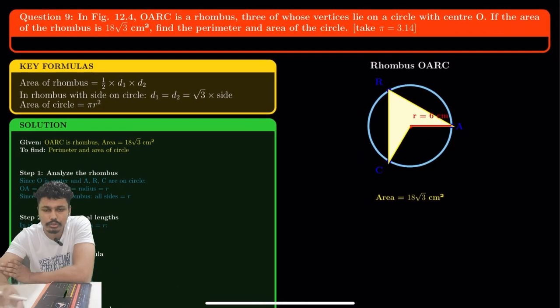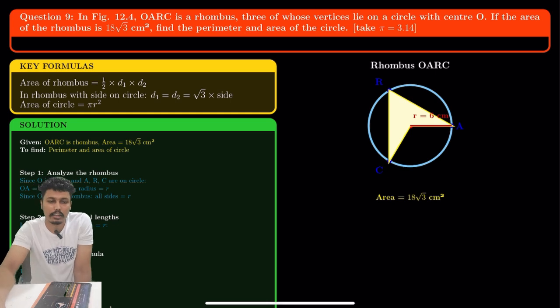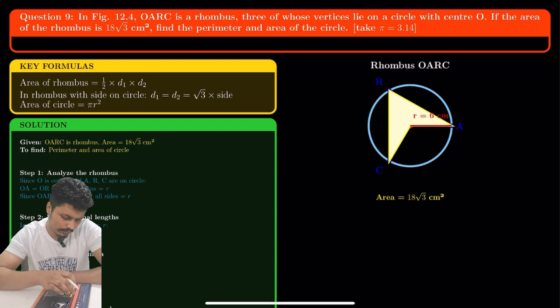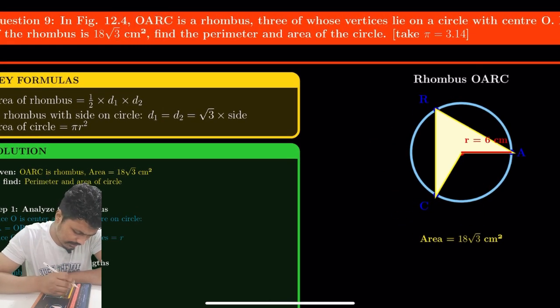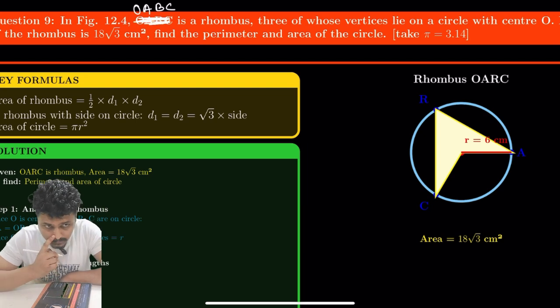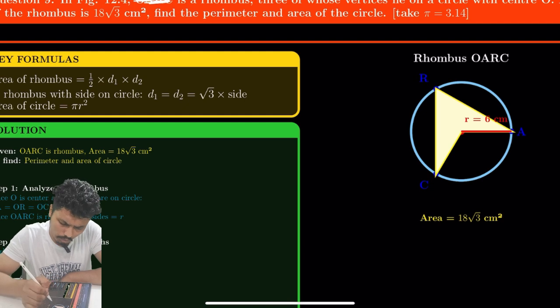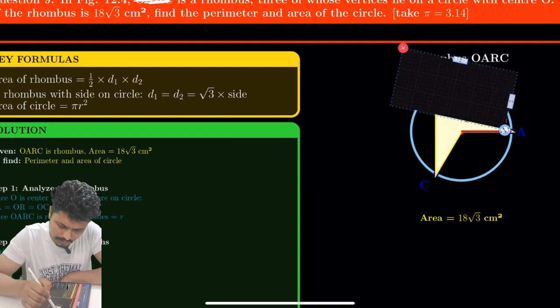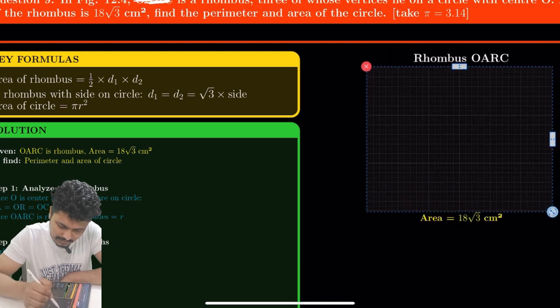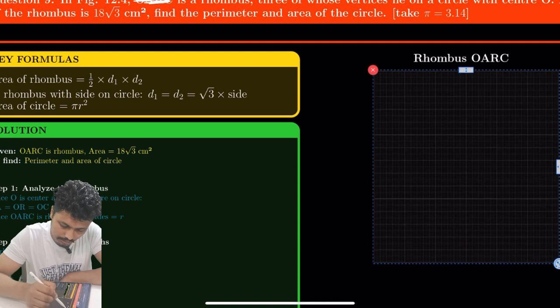Question number 9. I find a little bit of a mistake in this question, a little bit of a diagram mistake is there. Let me check it out. Let me correct the question first. Okay, so in figure 12.4, OARC, I think this is not OARC, it is OABC. It is OABC, is a rhombus, then 3 of whose vertices lie on the circle with center O. This diagram is also wrong, so let me remove the diagram and make the diagram again. This diagram is a mistake, and I think the answer must also be mistaken. So let's go.